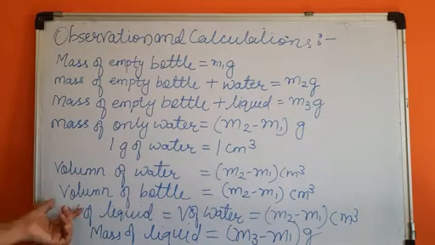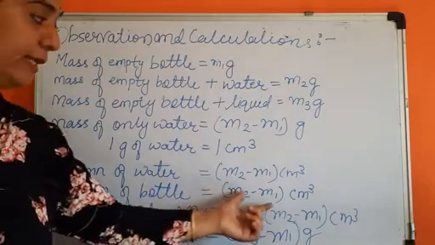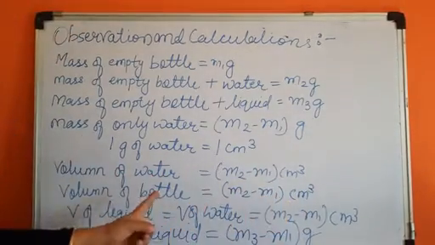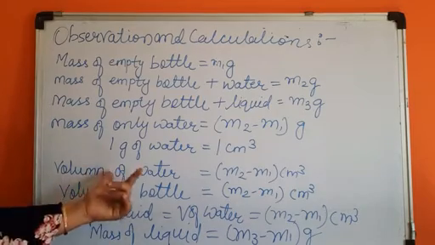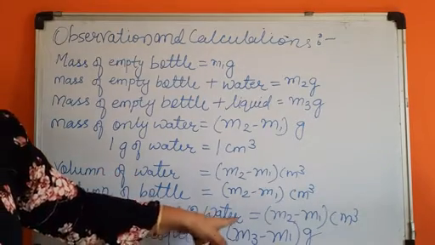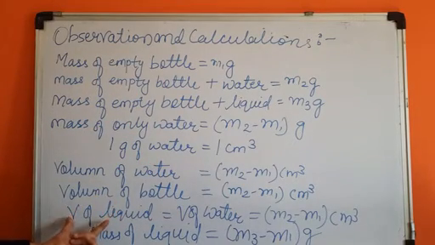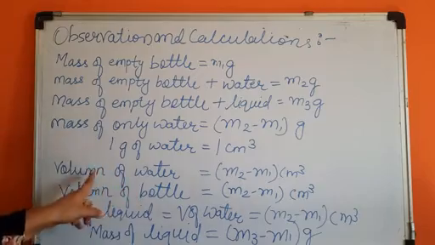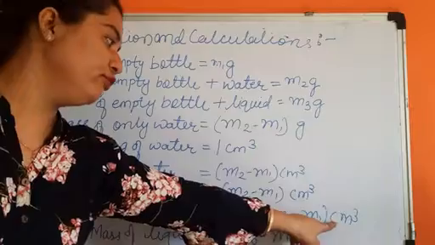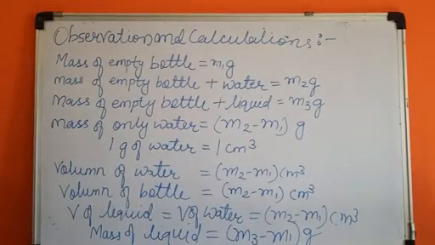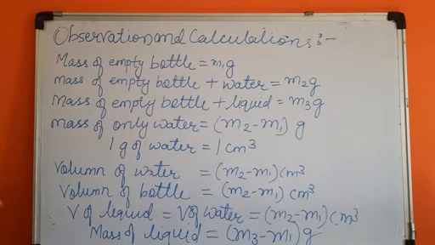Okay. Mass of the bottle. Here in this case, the volume of the bottle will be m2 minus m1 centimeter cube. The volume of the liquid will be equal to the volume of the water, because we are using the density bottle, which is fixed for the volume. So the volume of the liquid is m2 minus m1, with the unit of volume centimeter cube. By this, we don't know the mass of the liquid which we are using.